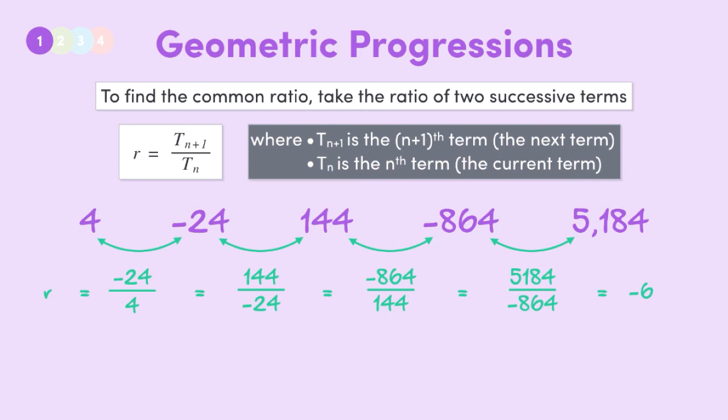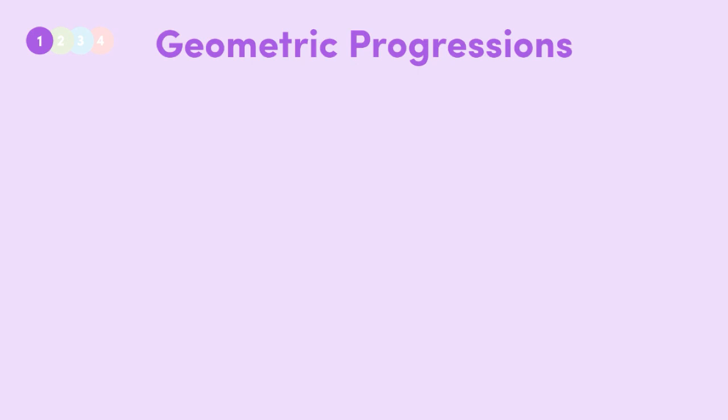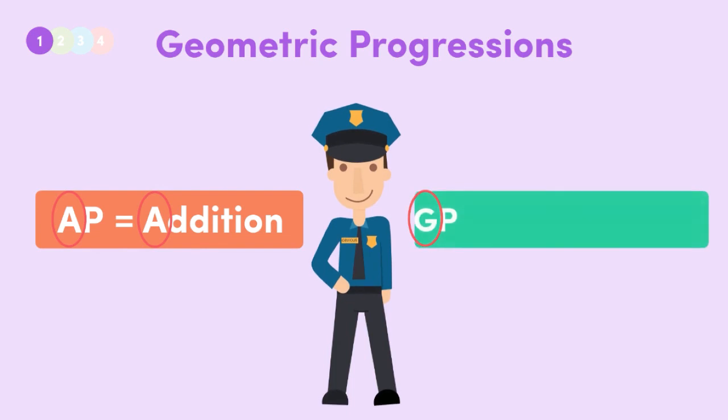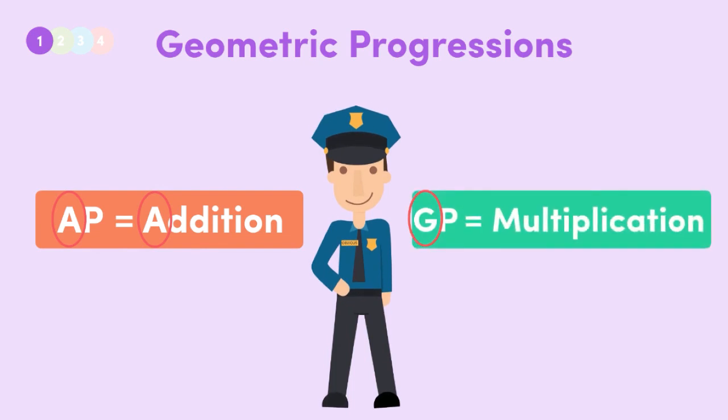So that's what a GP is. We multiply our current term by r to find the next term, as opposed to adding a common difference. You might remember the difference between them by remembering that AP starts with an A, so it's the addition one, and GP doesn't start with an A, so it's the multiplication one.